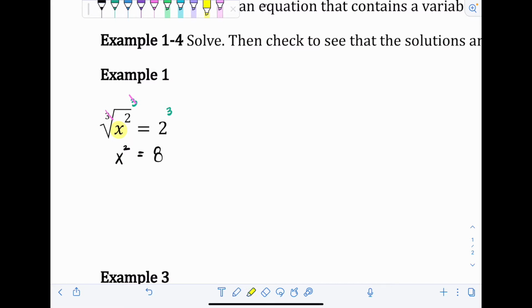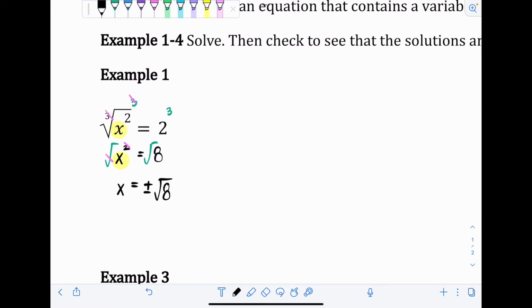And then my goal is still to get x completely by itself, so now I have to cancel out that exponent. The inverse of a squared exponent is a square root. The square root cancels out that power, and it leaves me with just x. And remember, when we're solving for x and we take the square root, we have to include the positive and negative version. So it would be plus or minus the square root of 8.